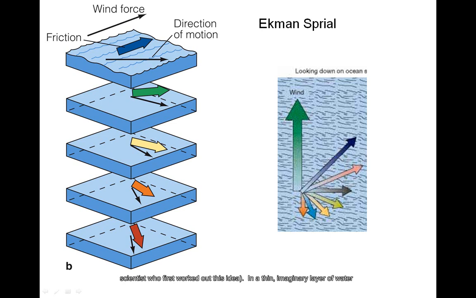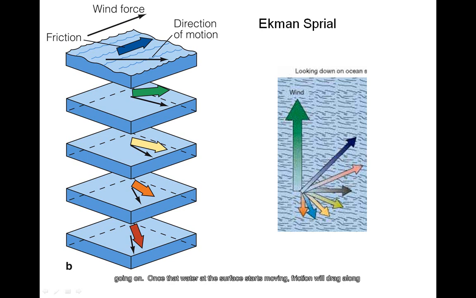Now, in a thin imaginary layer of water, right at the ocean surface, say a meter thick, the water molecules will move at a 45-degree angle to the wind. And that's to the right in the northern hemisphere and to the left in the south. Now, this little layer does not actually exist, but it's going to help us to understand what's going on here.